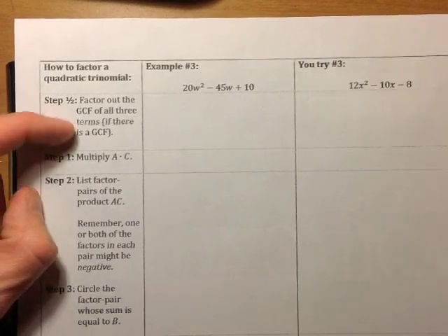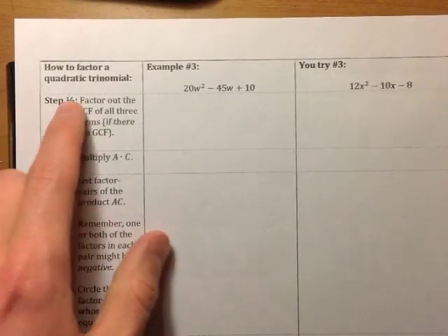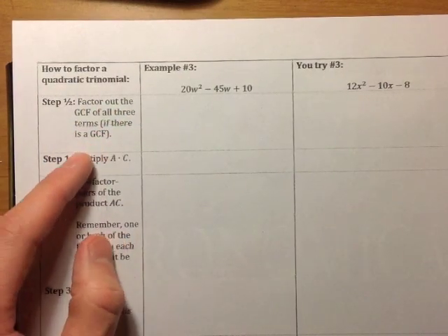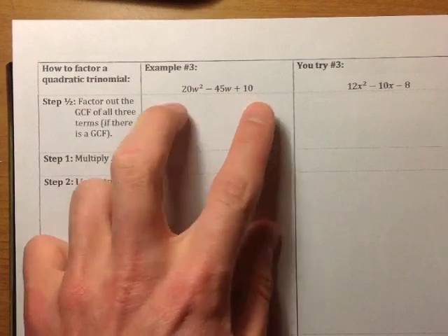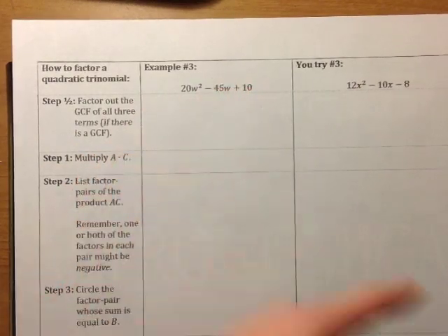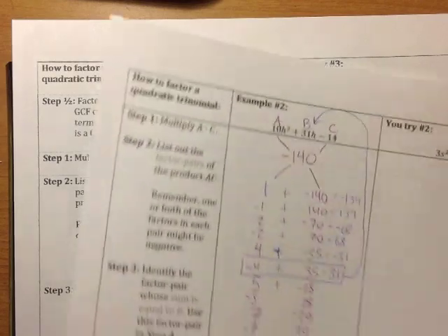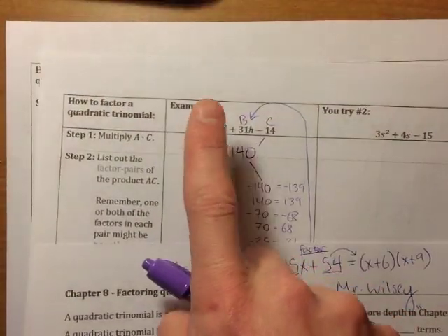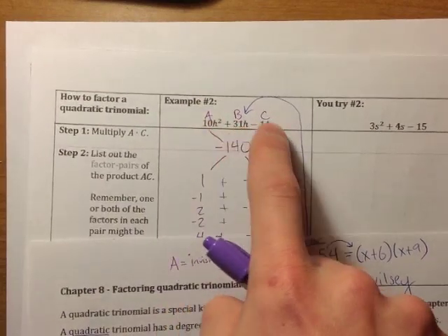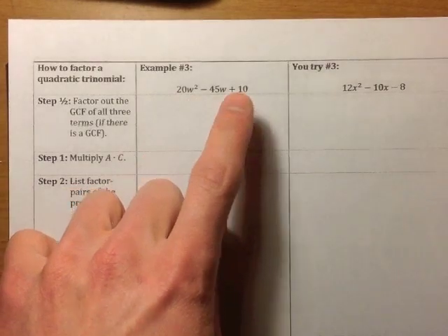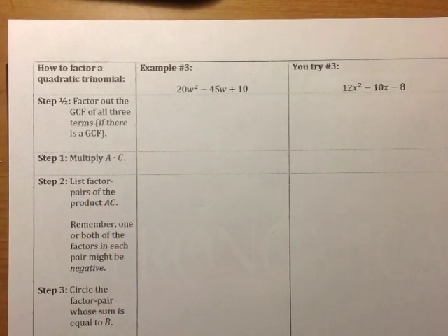In this case, the step 1/2 is to factor out the GCF of all three terms, just like you've already been doing, right? You have three terms, try to see if there's a GCF to all of them. Now, this should always be your first step. In example 1 and example 2, there was no common factor of all three terms, but in this case there is. So you always need to keep an eye out for that.